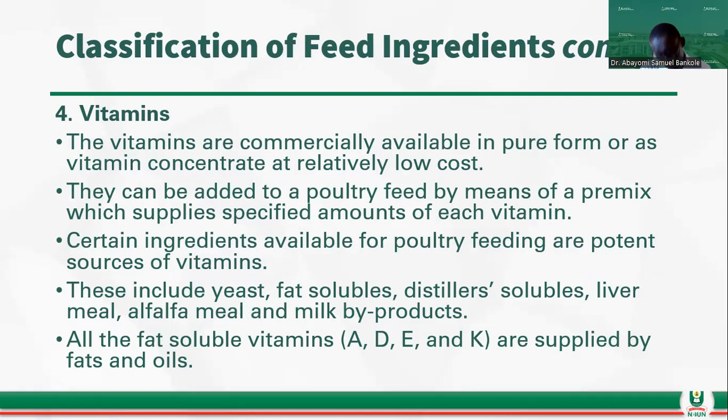Now, certain ingredients available for poultry feed are potent sources of vitamins. These include yeast, fat solubles, distiller solubles, liver meal, alfalfa meal, and milk byproduct. Now, all the fat soluble vitamins, we normally call them ADEK back in the day, are supplied by fats and oil.